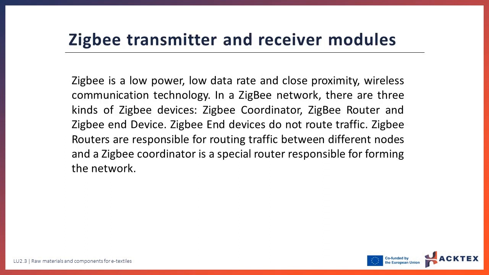Zigbee is another low power, low data rate and close proximity wireless communication technology. In a Zigbee network, there are three kinds of Zigbee devices: Zigbee coordinator, Zigbee router and Zigbee end device. Zigbee end devices do not route traffic. They may also sleep, which makes end devices a suitable choice for battery-operated devices. Zigbee routers are responsible for routing traffic between different nodes. Routers are also responsible for receiving and storing messages. And at the end, a Zigbee coordinator is a special router. In addition to all of the router capabilities, the coordinator is responsible for forming the network.